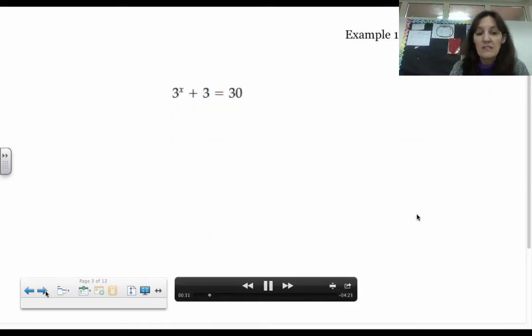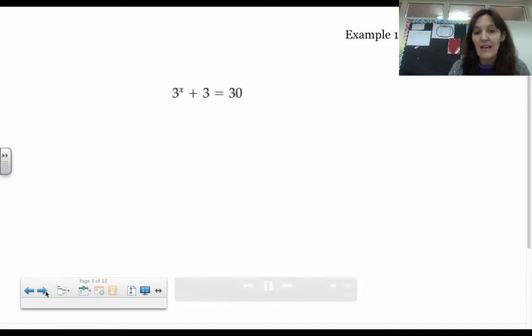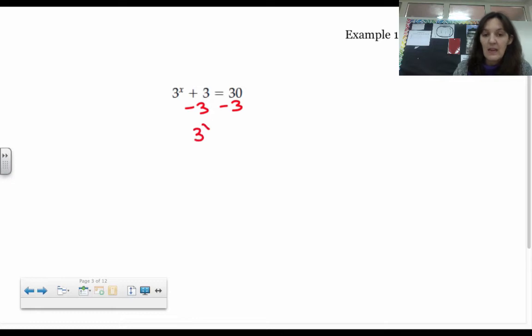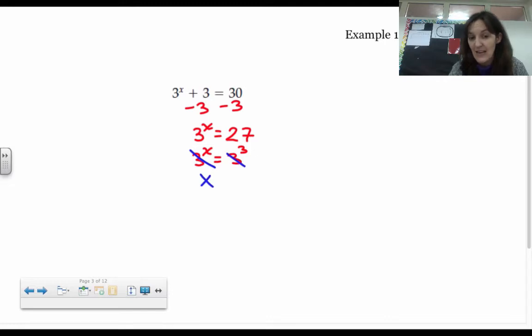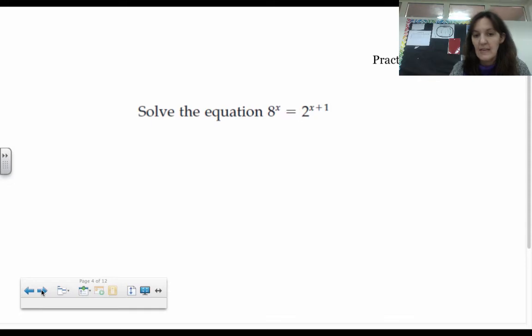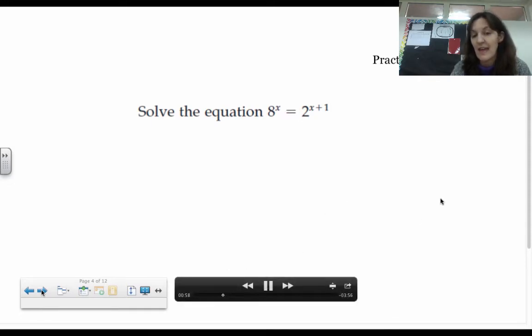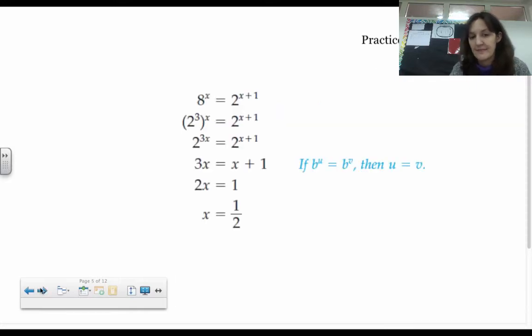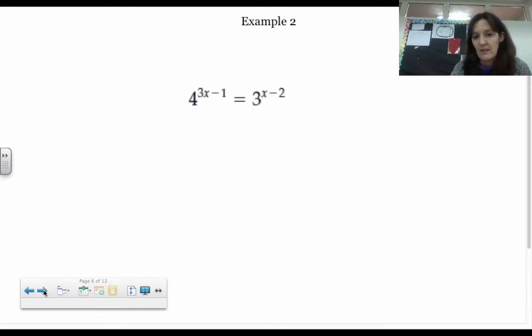All right, so you notice this equation here. I'm going to try to get it so I can use those rules. So I'm going to subtract 3 from both sides and end up with 3 to the x equals 27. Now, I'm going to change 27 to a 3 power, which means 3 to the x is 3 to the third. So then I can cancel out those 3's, and I get x equals 3. Now, this one is your practice problem. My recommendation is to think about that 8 as a 2 power. There's your solution.